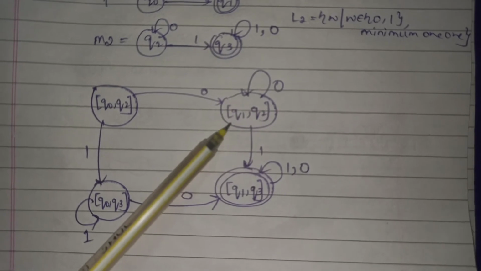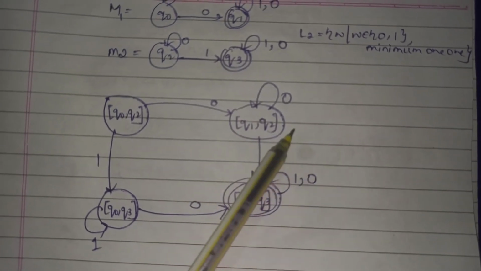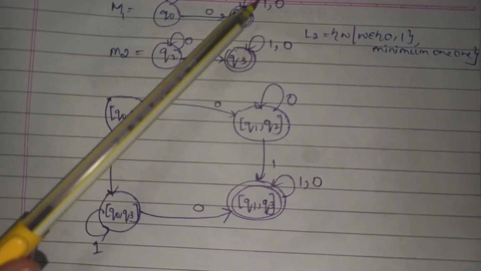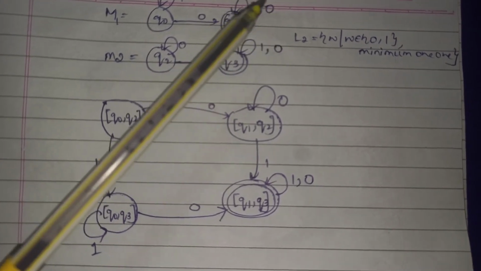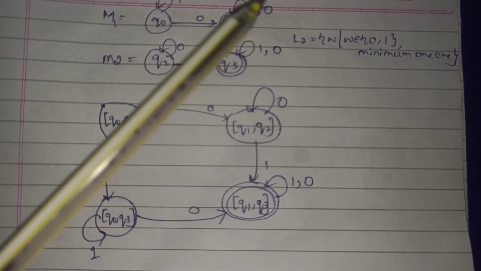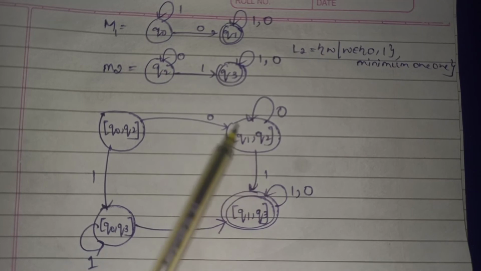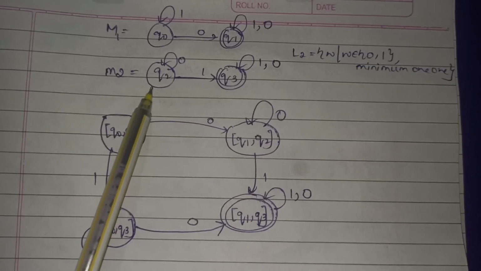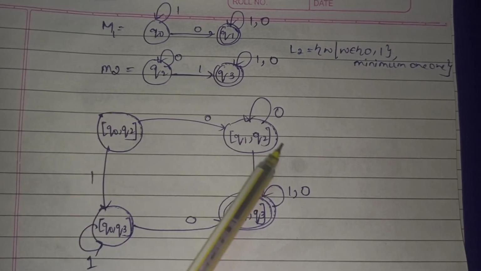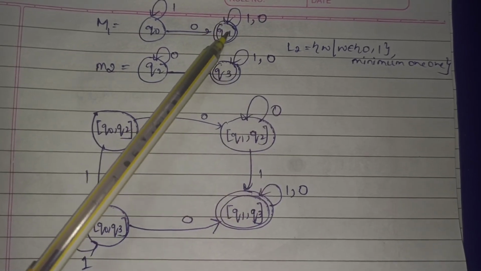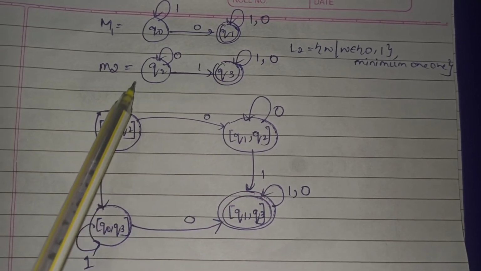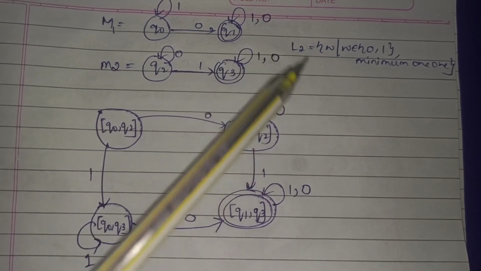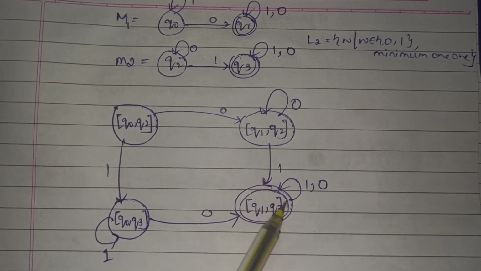Then you will check for Q1 and Q2. For 0, for Q1 it is Q1 only, and for Q2 it is Q2 only, so it is a self loop. For 1, for Q1 the transition is Q1, but for Q2 the transition is Q3. So it goes to the next state, that is Q1 Q3.